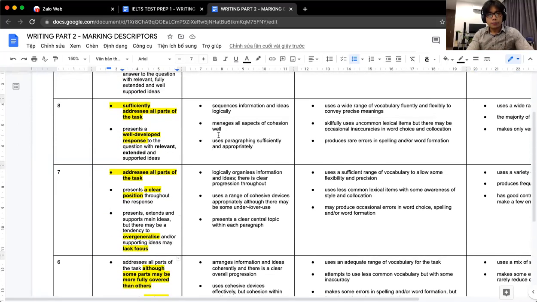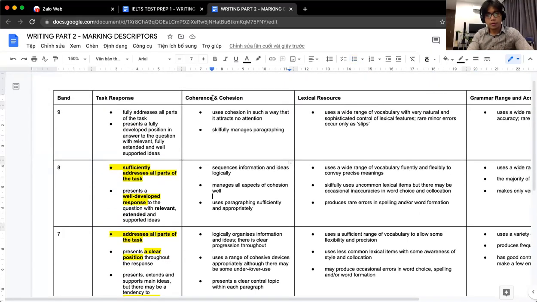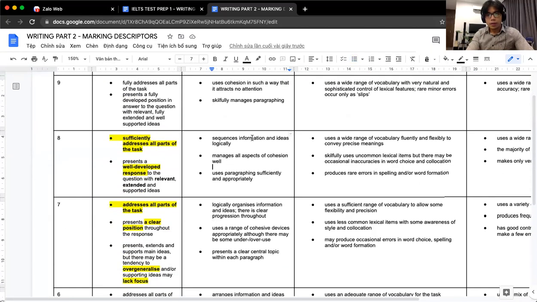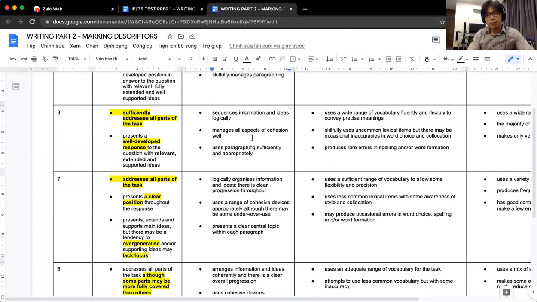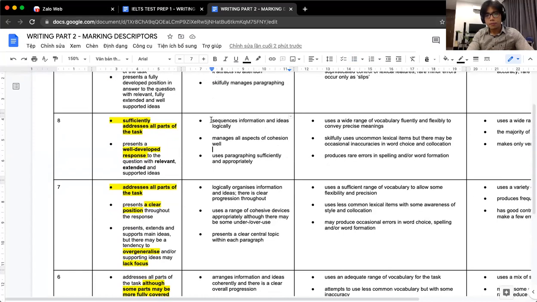All right, moving on to this one, coherence and cohesion, right? Coherence and cohesion, right? Thinking of it in terms of the connection between ideas and the connection between sentences, okay? So the first one, sequences. Sequence means order, right? So you arrange, it's like you arrange logically, okay? So what do they mean by sequence information and ideas logically?